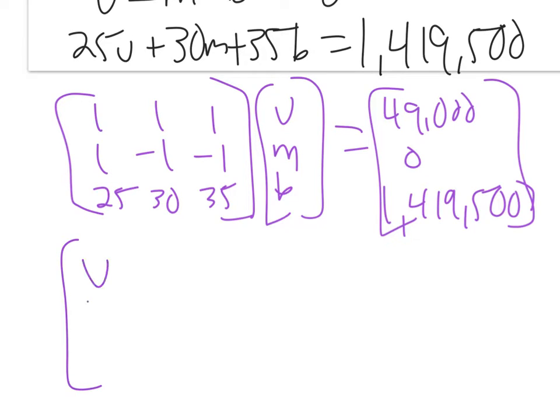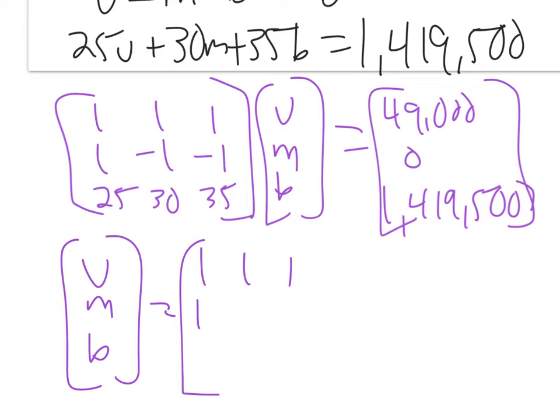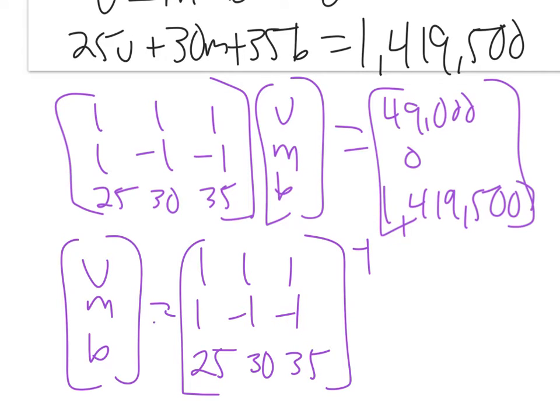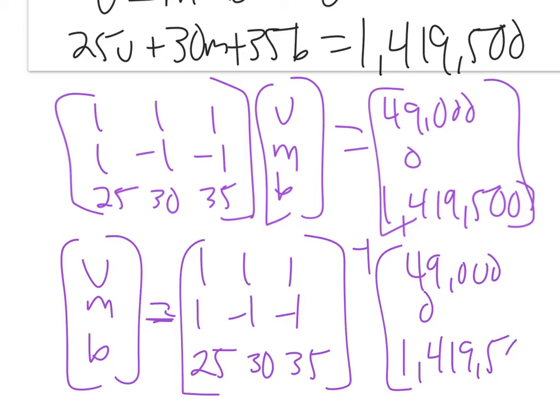So what I'm going to say is UMB is going to be equal to that first matrix times the inverse. Okay, I'm going to take the inverse of that first matrix, because it's like I moved it over to the other side, and then go 49,000, 0, 1,419,500. I'm going to multiply those two. So what happens when I do that? Well, I'm going to do it in my calculator, and if you really want me to show you, I can show you. But here's what's going to happen.